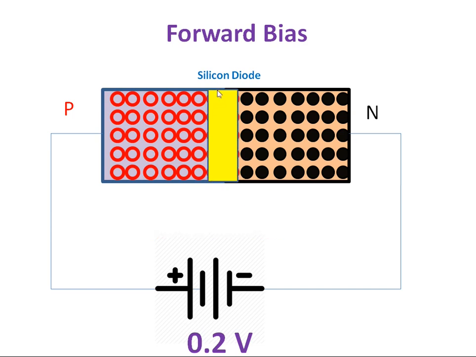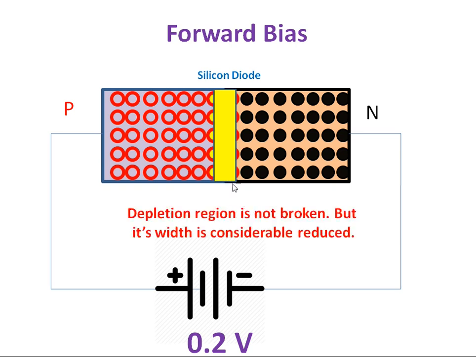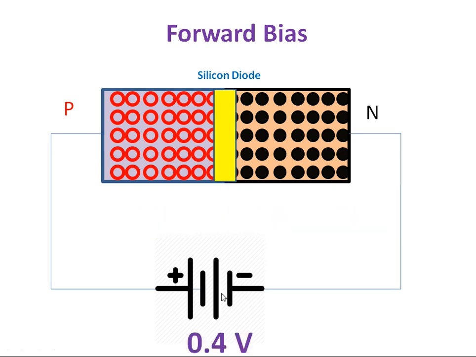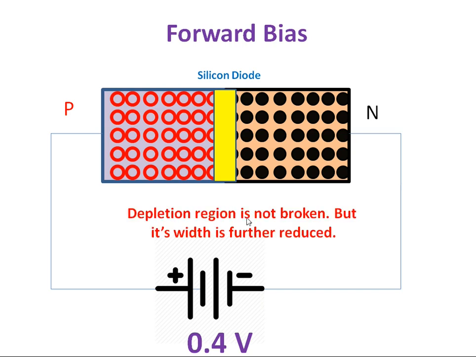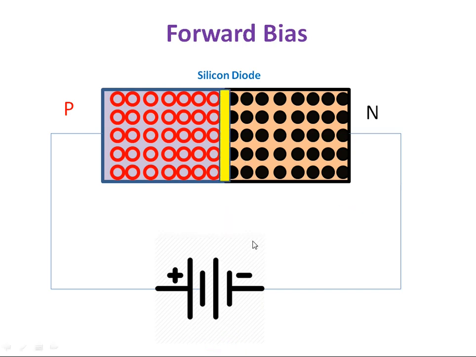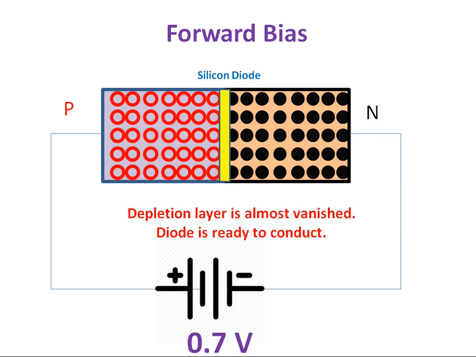Now look at the previous case. In the previous case, this is the width of your depletion region. Now it is reduced. If I increase the voltage further, what will happen? The width is further reduced. If I apply 0.7 volt, then the depletion region is almost vanished. So your diode is ready to conduct, or your electrons are ready to go from N side to P side.